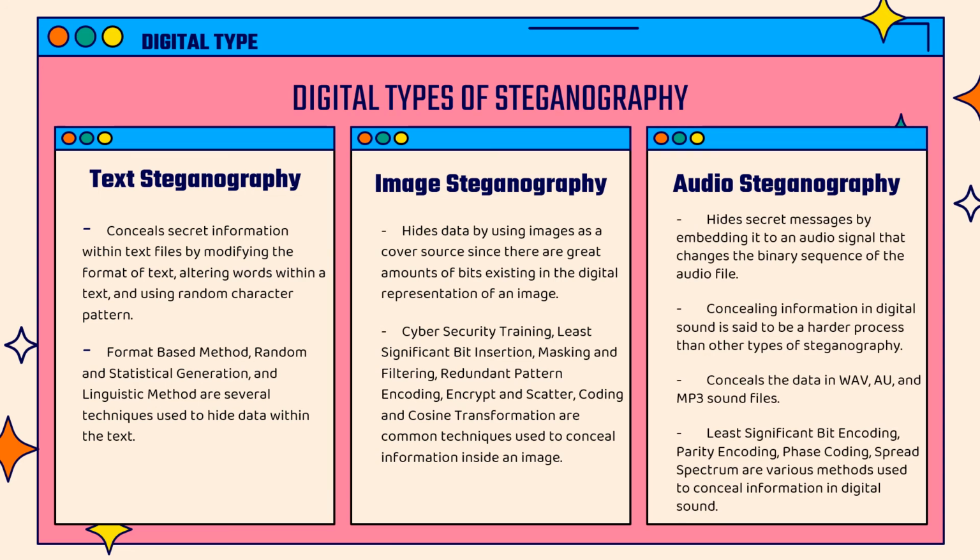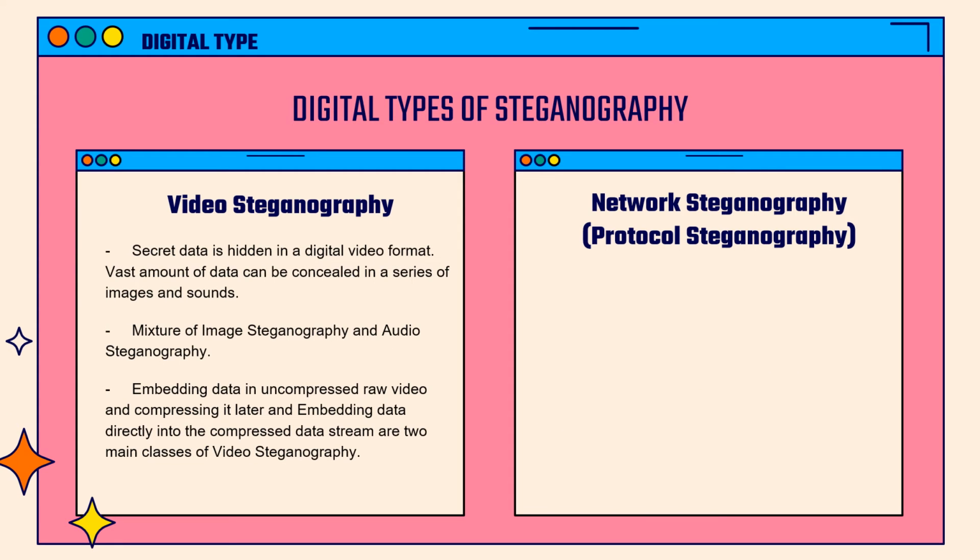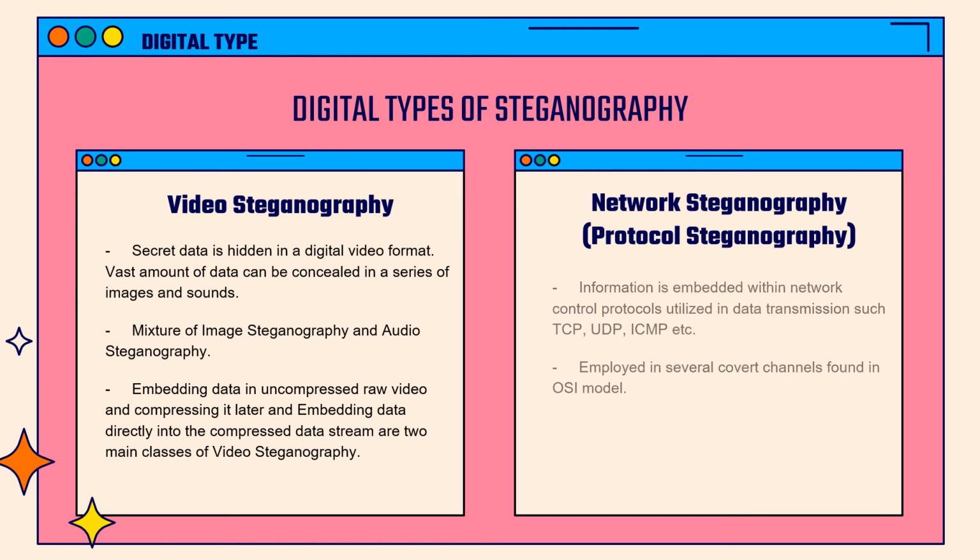Next, audio steganography works by embedding secret messages into an audio signal that changes the binary sequence of the audio file. Concealing information in digital sound is said to be a harder process when compared to others. Video steganography is a mixture of image steganography and audio steganography, wherein secret data is hidden in a digital video format. It also allows us to conceal a vast amount of data in a series of images and sounds. Lastly, network steganography hides information within network control protocols utilized in data transmission, such as TCP, UDP, ICMP, etc. It is also employed in several covert channels found in the OSI model.